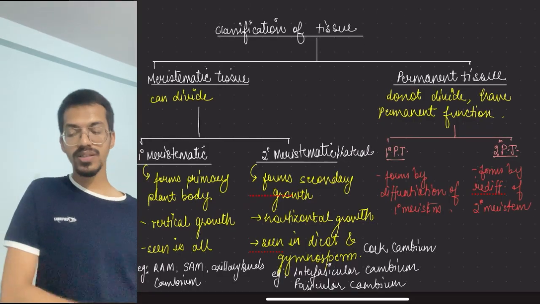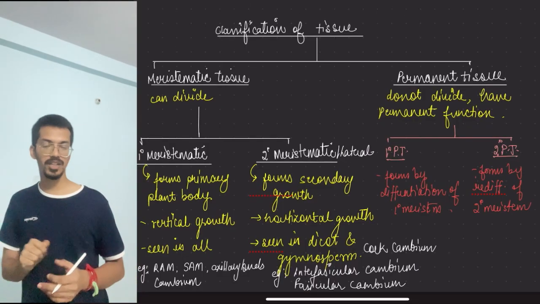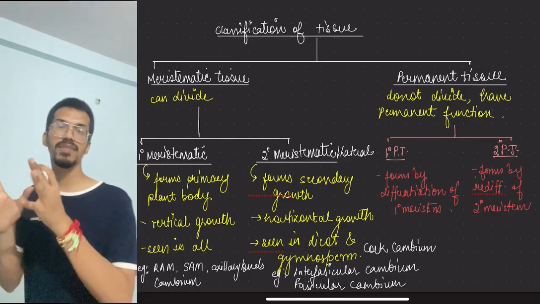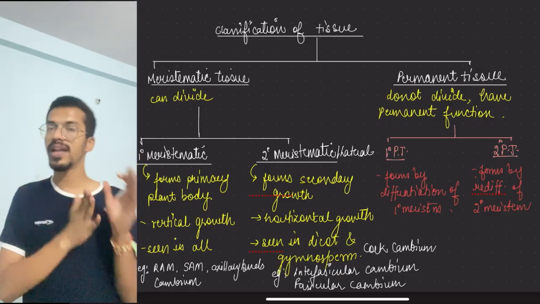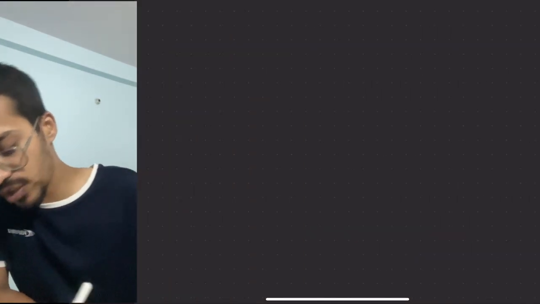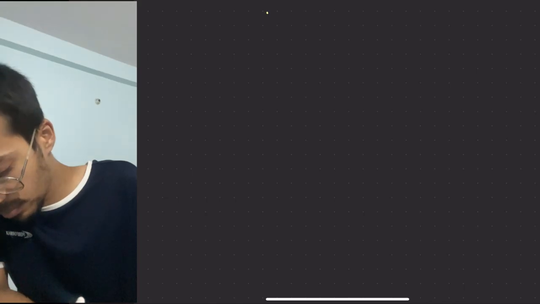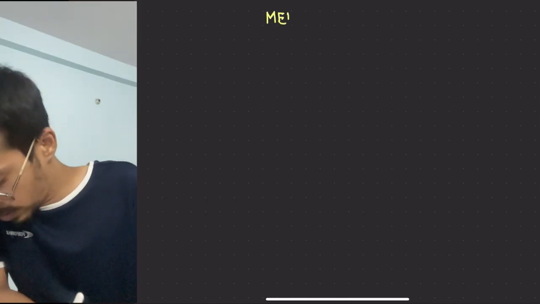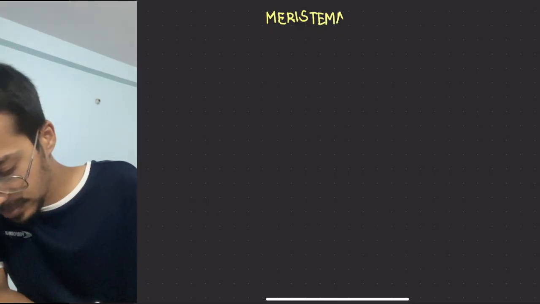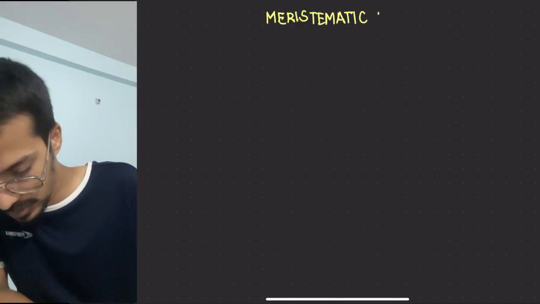Now let's start directly with the meristematic tissue first, and then we will go to the permanent tissue, which is our chapter. Our chapter is divided into meristematic tissue and permanent tissues. So first we're going to be studying about the meristematic tissue.